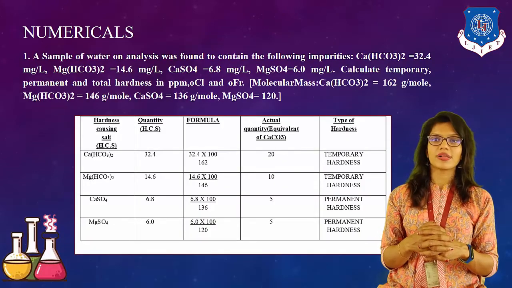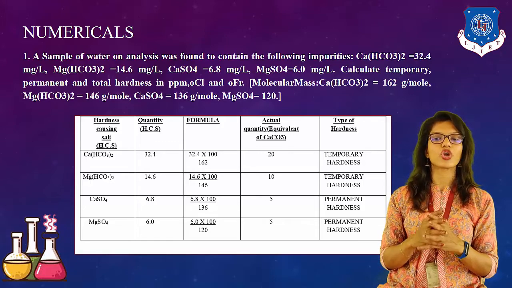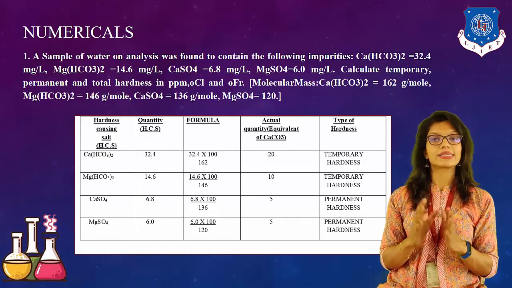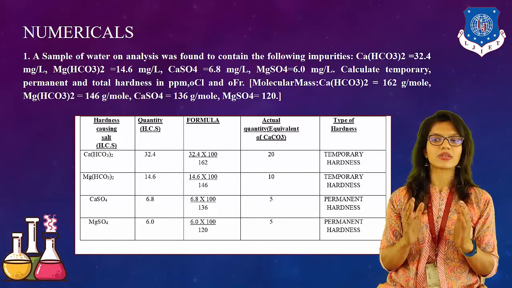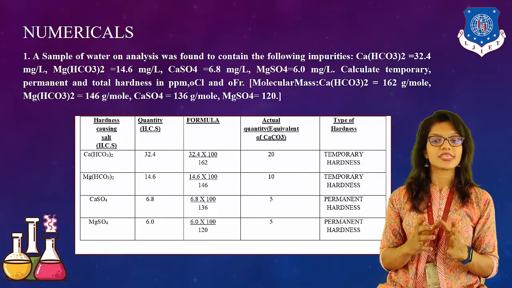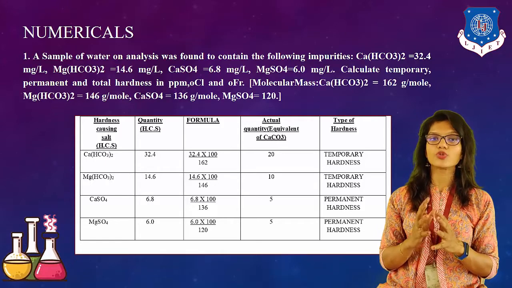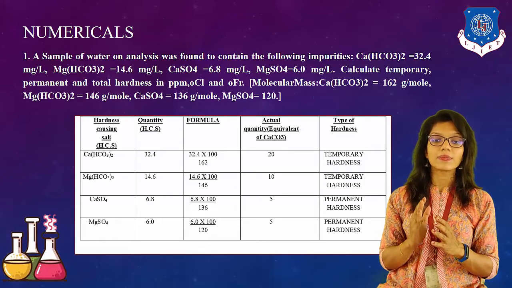Let's move on to the numericals. The first numerical: a sample of water on analysis was found to contain the following impurities. The first impurity is Ca(HCO3)2, present in 32.4 mg per liter. Mg(HCO3)2 is present in 14.6 mg per liter. Then we have CaSO4, which is 6.8 mg per liter, and MgSO4, 6 mg per liter. We have to calculate the temporary, permanent and total hardness in ppm, in degree Clark and in degree French.